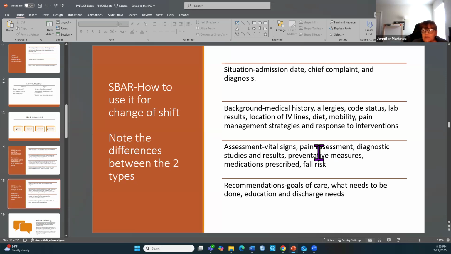So you're going to give them the admission date, the chief complaint, the diagnosis, right? So patient was admitted on 7/27. He came in complaining of, let's say, shortness of breath, right? And then the admitting diagnosis was pneumonia, right?